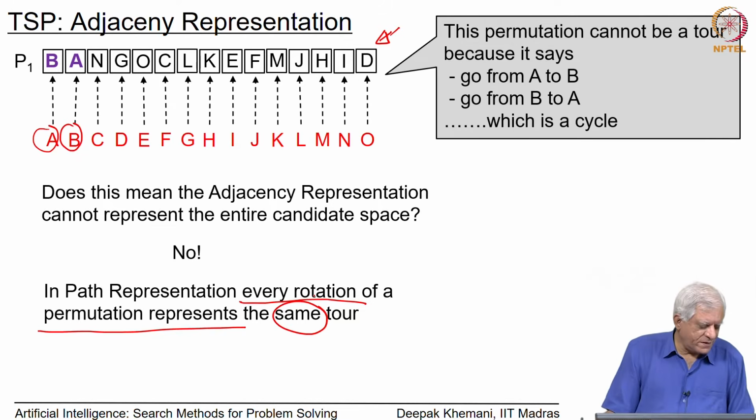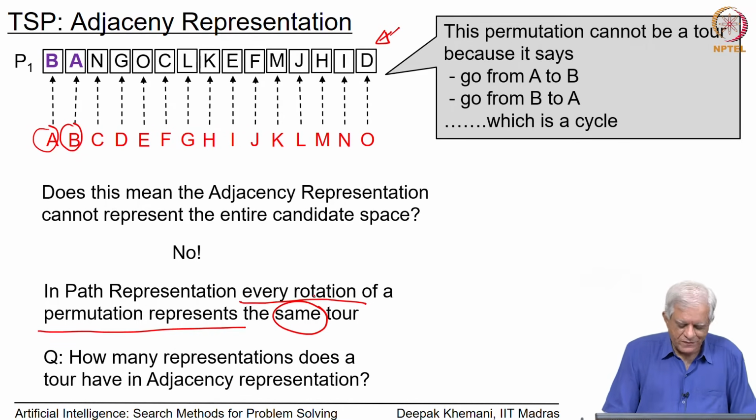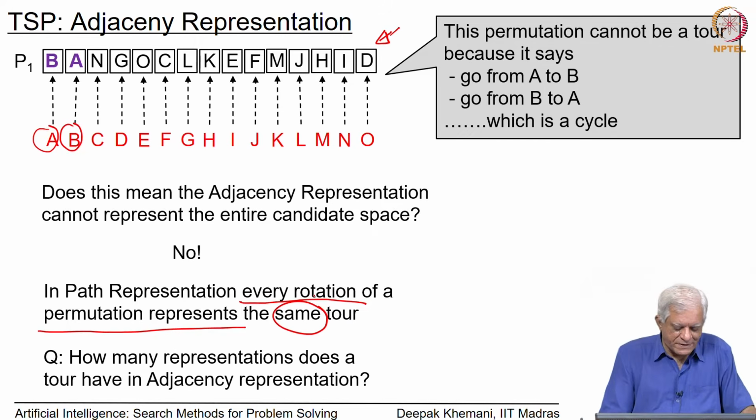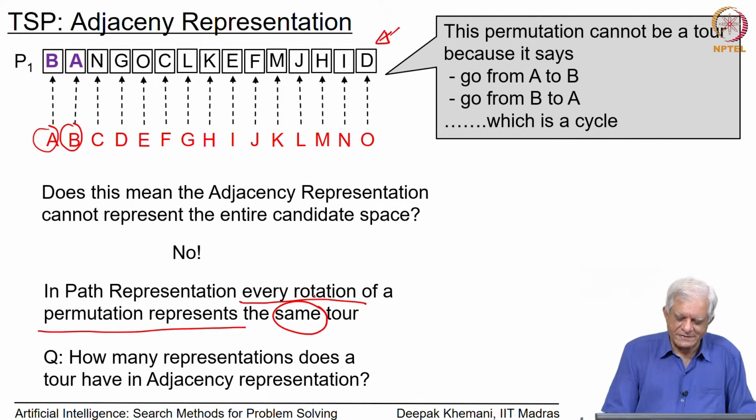I said unique, but perhaps you need to think a little bit about this, and I will leave you with a question as to how many representations a tour has in adjacency representation. Perhaps it is not exactly unique, but maybe you should give a little bit of thought to it.